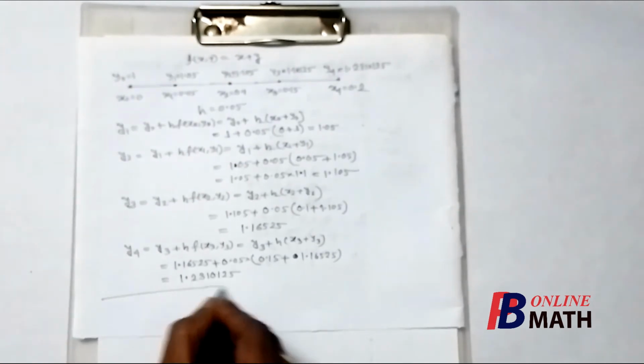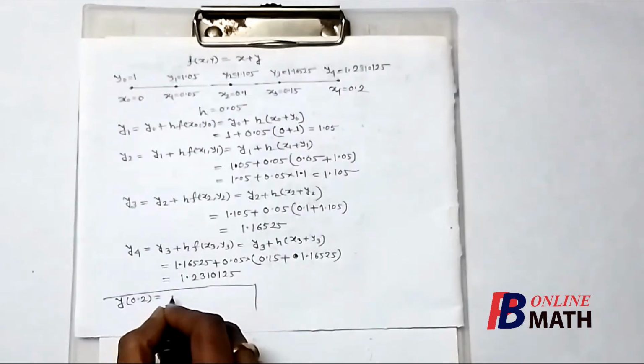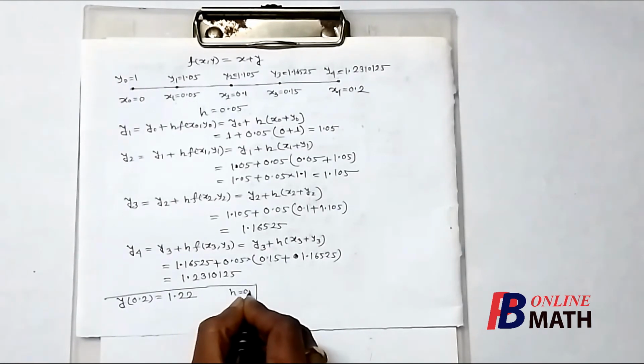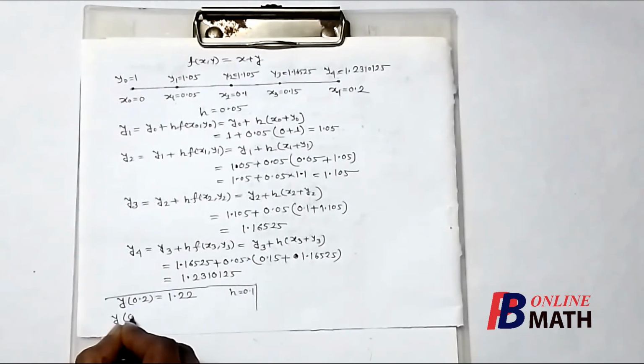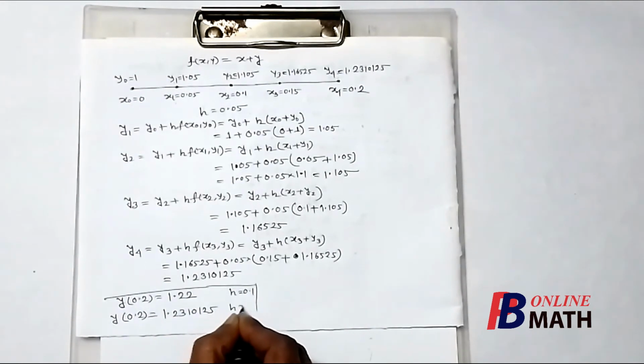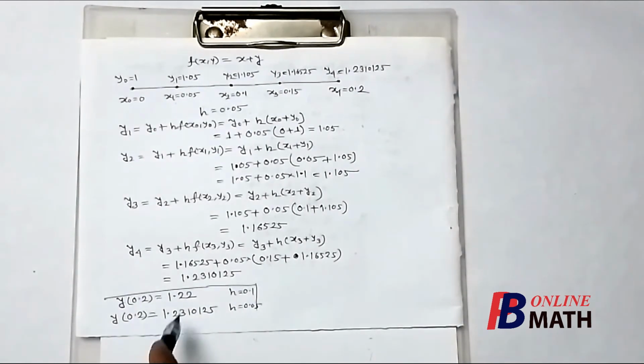So here we have found that the value of y at the point 0.2 is equal to 1.22 if we assume h equal to 0.1, and the value of y at 0.2 is equal to 1.2310125 if we take h equal to 0.05. Now which one is the better result?